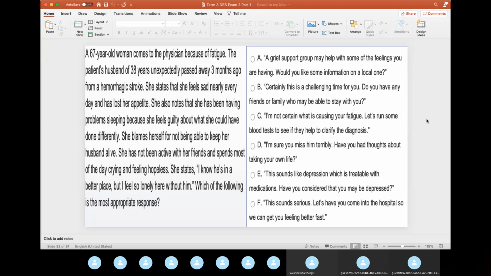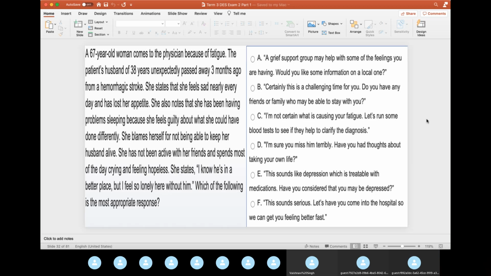What are we thinking? I know he's in a better place, but I feel so lonely here without him. So these are the kinds of questions that we're going to see in your ethics. Which of the following is the most appropriate response? Or they're going to say, which of the following is the first response that you're going to do as a physician? So they can play with these questions. D. D as in Delta? Yeah. I'm sure you miss him terribly. Have you had thoughts about taking your own life?